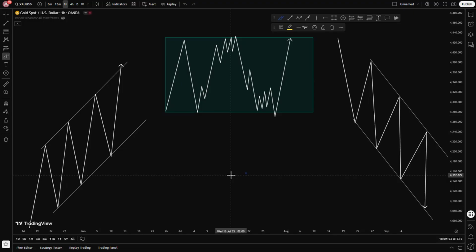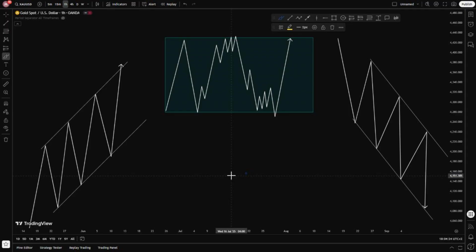Let's start with the basics. What exactly is market structure? It's simply how price moves and organizes itself on the chart. Think of it as the skeleton of the market, the framework that holds everything together before you add any indicators. Once you understand how to read that structure, you can trade confidently, even on a naked chart.